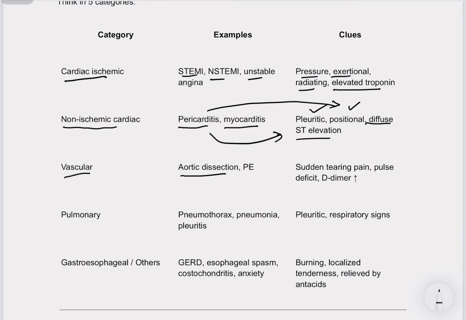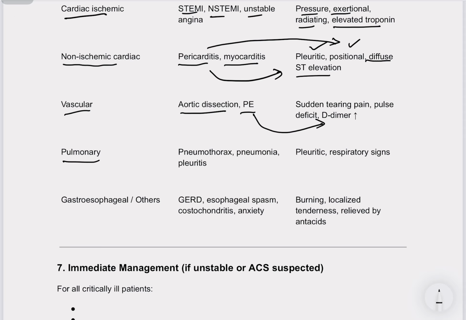In pulmonary embolism, there is a rise in D-dimer, but history of malignancy or prolonged immobilization is important. In pulmonary types of chest pain, like pneumothorax, pneumonia, or pleuritis, pleuritic chest pain occurs. In pneumothorax, there is decreased breath sound and hyperresonant lung field, and X-ray can be done to confirm it. Pneumonia basically has fever, chest pain, cough, purulent sputum. Other types of chest pain are gastroesophageal, like GERD, spasm, costochondritis, and even anxiety can cause chest pain.